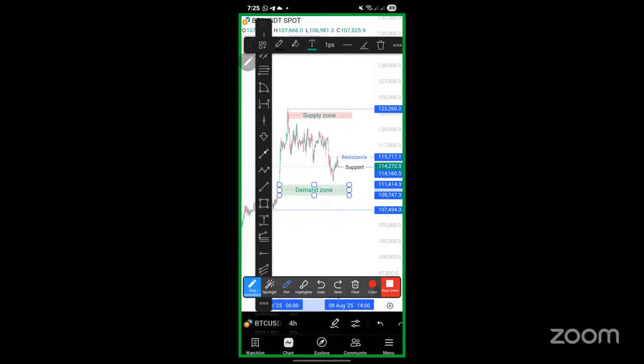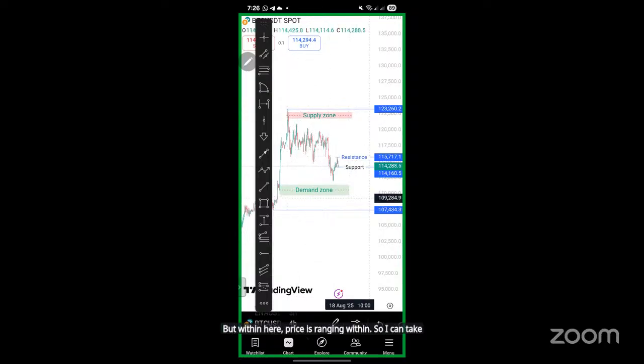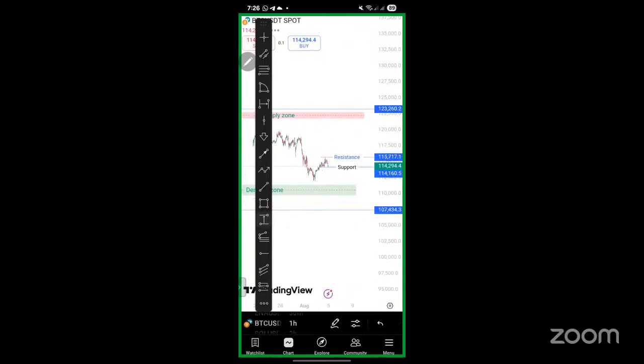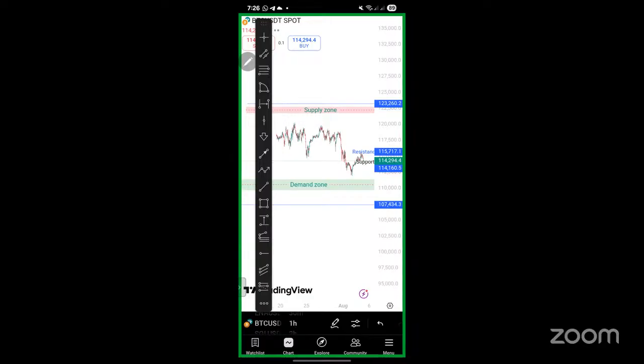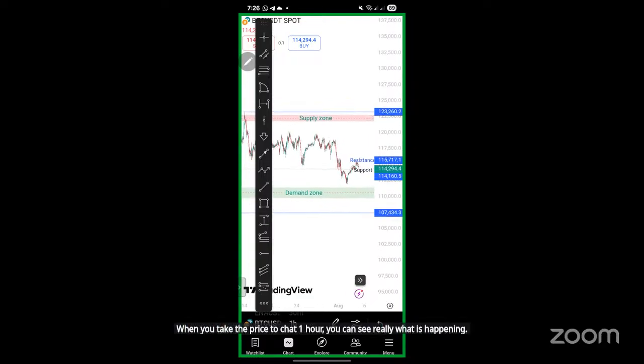Now, I've seen my demand zone, I've seen my supply zone. Okay. But within here, price is ranging within. So I can take this chart to 1 hour. When you take the price to the 1 hour chart, you can see really what is happening.